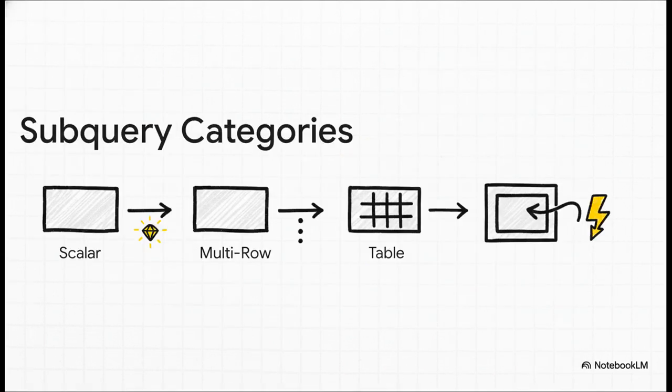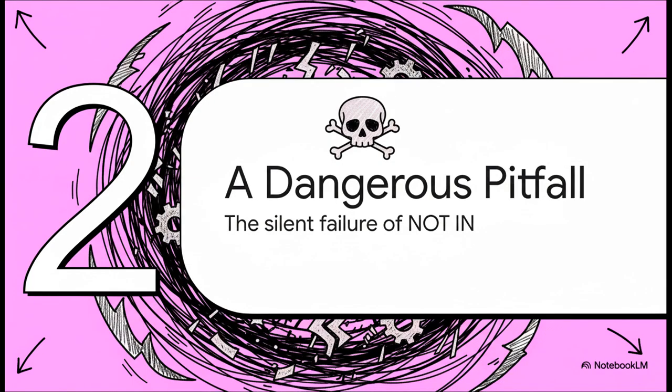But hey, subqueries are not a one-size-fits-all kind of deal. They come in a few different flavors. Sometimes you need one that returns just a single value. That's a scalar. Other times you need a whole list of values or even an entire temporary table. And then there's a special fourth type, the correlated subquery, which has some huge performance implications we really need to get into.